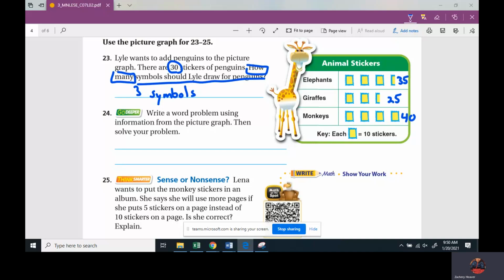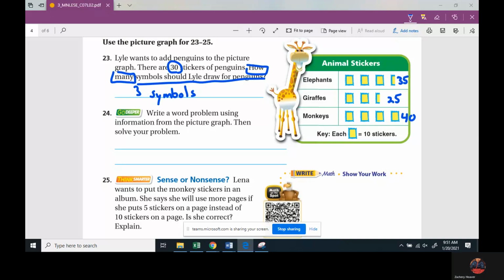Number 24 says write a word problem. We're not going to do that because it takes too much room. And with this, I'm going to tell you a word problem for you to solve. Let's say, and I don't want you to write it. I want you to try to solve it in your head.